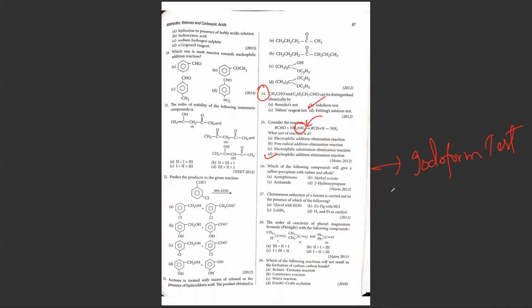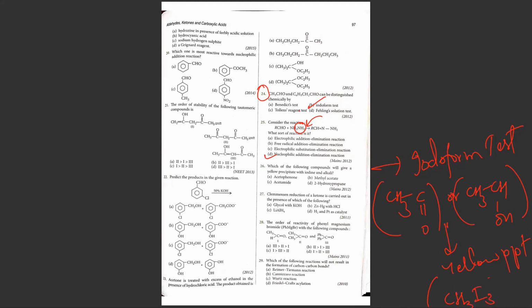So the compound with a CH3C double bond O group or a CH3CHOH group, whenever such compounds are present, they will give you a yellow precipitate of iodoform, that is CHI3. Whenever the iodoform test is positive, it gives you a yellow precipitate. So your acetophenone is having what? It is having the CH3CO group, so it will give you a positive.